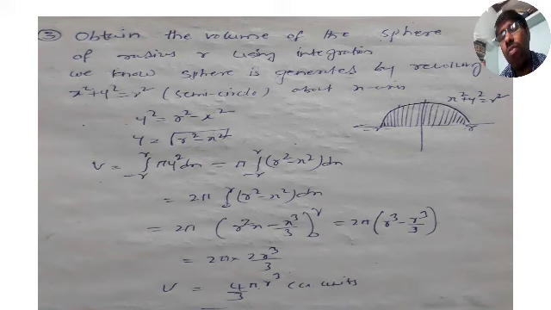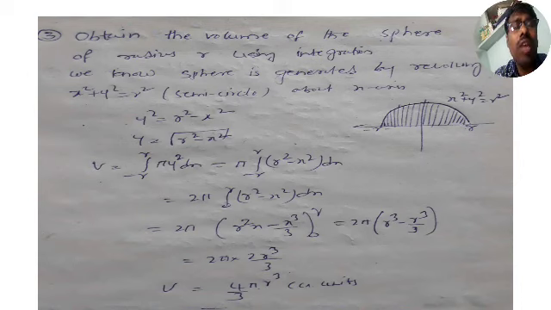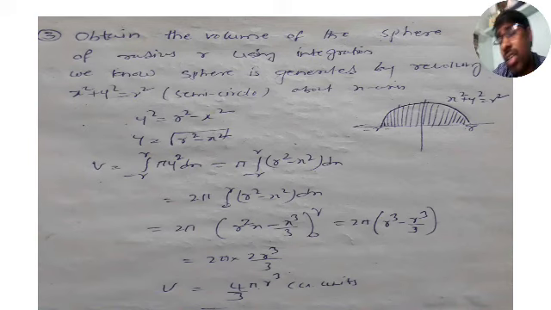Just substitute in the formula: volume is equal to integration a to b of pi into y square into dx, where a is equal to minus r, b is equal to r, and y square is equal to r square minus x square. Do the integration and substitute upper limit minus lower limit, and you will get volume is equal to 4 by 3 pi r cube cubic units. Since we are finding volume, you have to write cubic units.